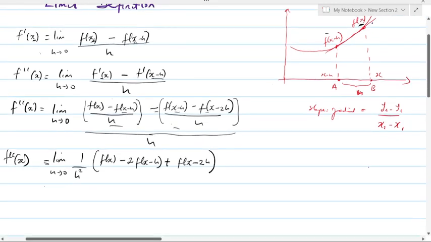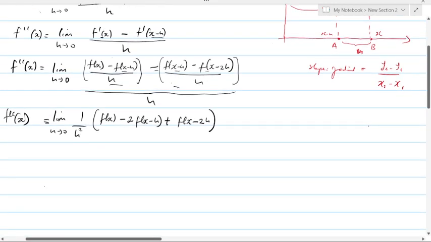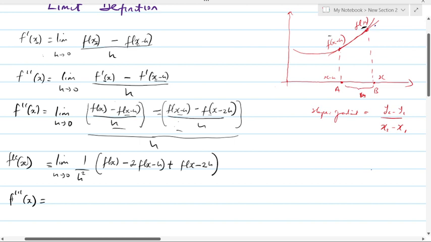So with this now we can easily find the third derivative, because if we check this, our derivative is following. First, let's check the limit.